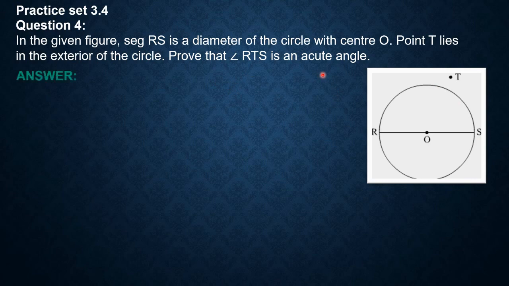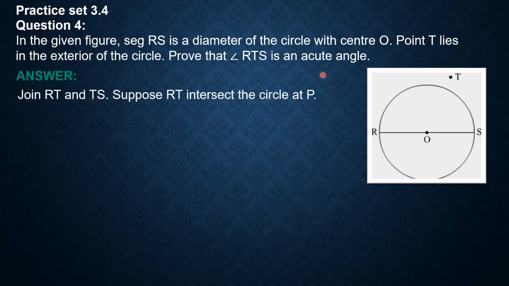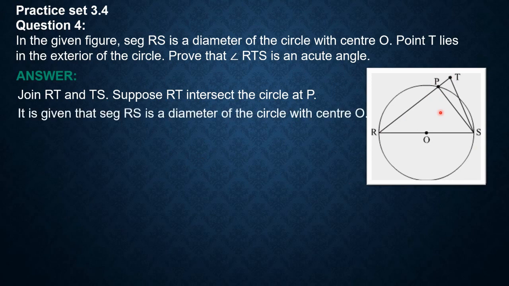Let us start with the solution. First, we'll join RT and TS, and suppose that RT intersects the circle at P. If you observe the figure, we have joined RT and TS, and the segment RT is intersecting the circle at point P. Now, it is given in the question that RS is a diameter of the circle with center O. If RS is a diameter, it will divide the circle into two semicircles. So we can say that the upper portion is a semicircle.